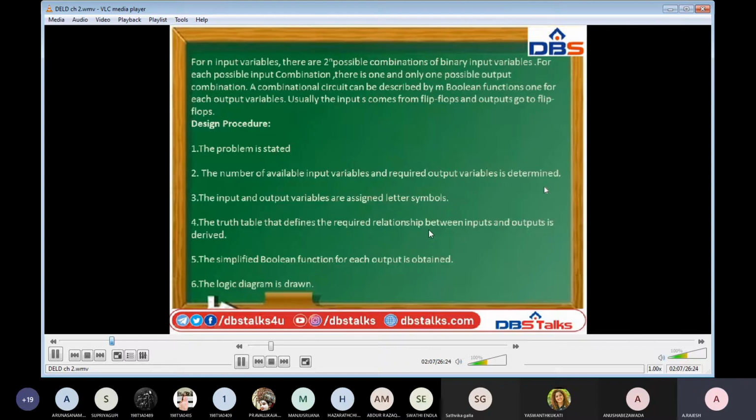For n variables there will be 2 power n possible combinations of binary input variables, as we have already seen in our previous classes. If there are two inputs, then we have 2 power 2, so that is four combinations.